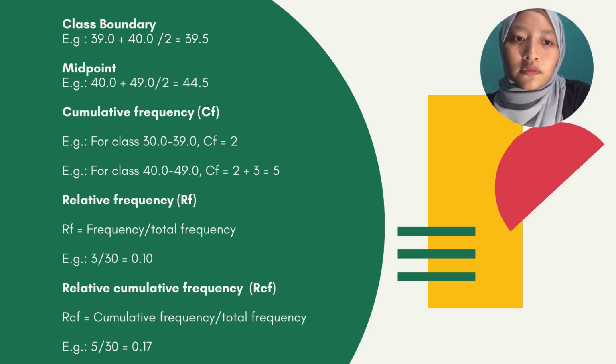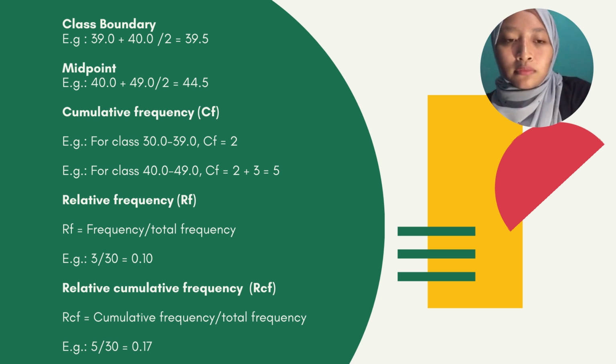Next, for the cumulative frequency, for class interval 30 to 39, the cumulative frequency is 2. Meanwhile, for class interval 40 to 49, the cumulative frequency is the frequency from the class interval before, which is 2, plus the frequency from the class interval that you want, which is 3. So 2 plus 3, the answer is 5.